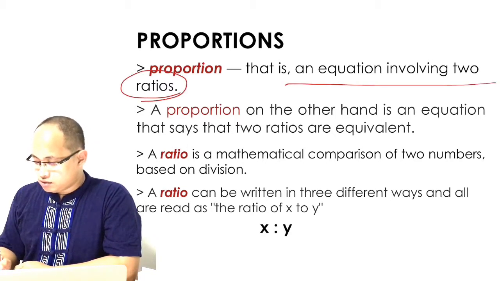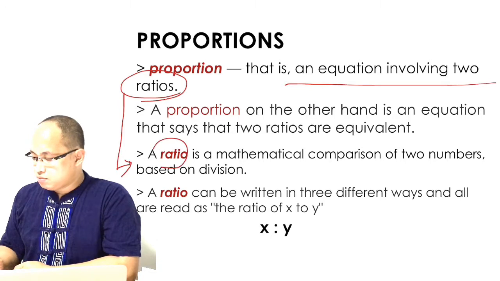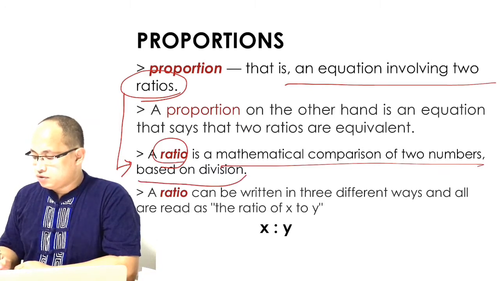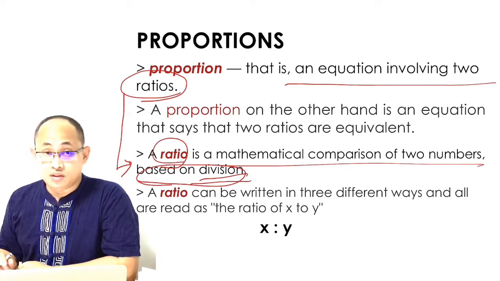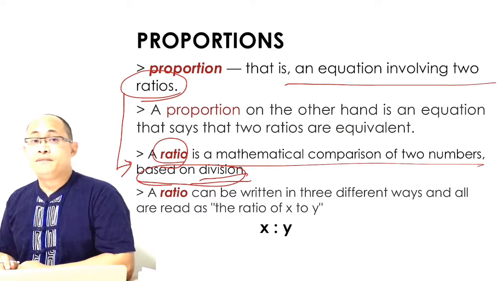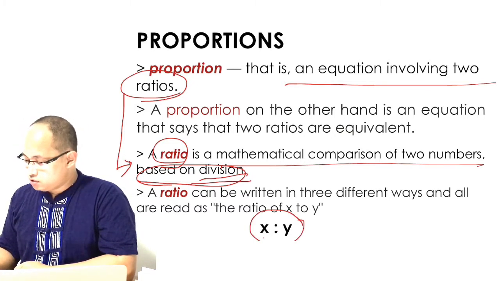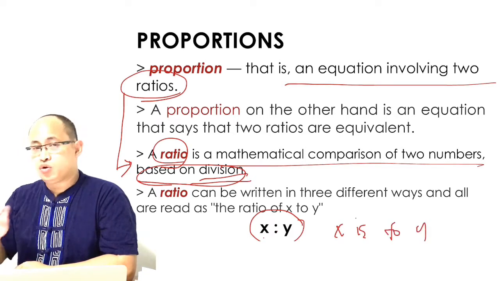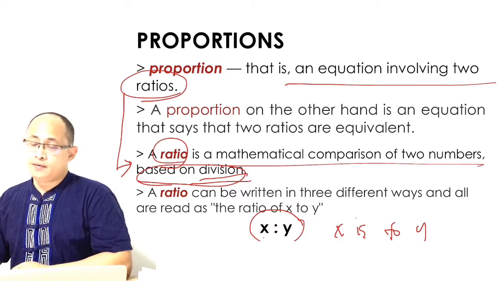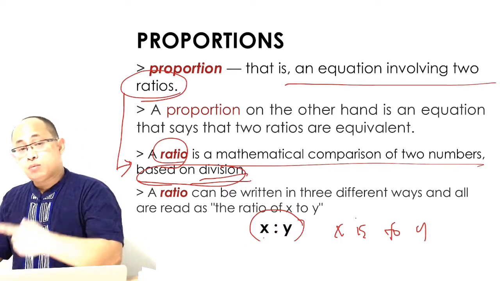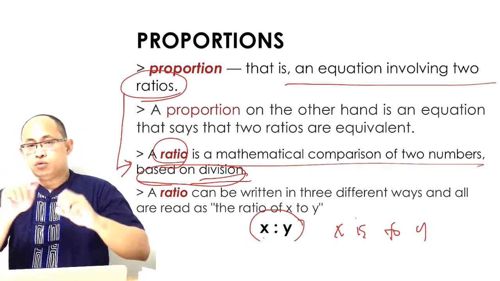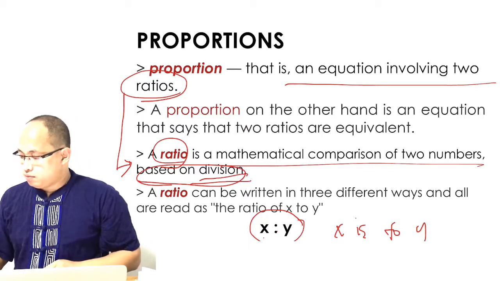Now, what is a ratio? A ratio is the mathematical comparison of numbers using division. That is what we mean by ratio. You have there x is to y. It is read as x is to y, so it means you compare x to y. If you talk about proportion, there will be two ratios involved with an equal sign in between.